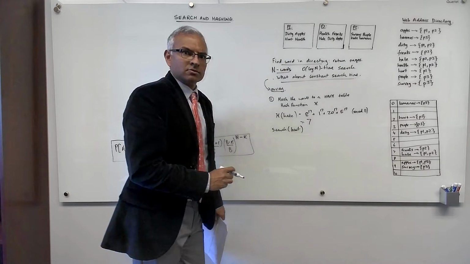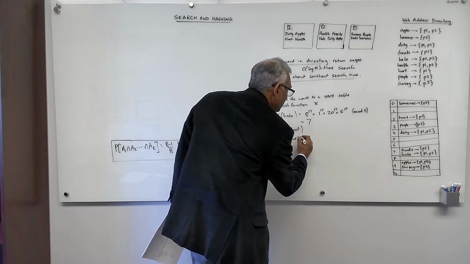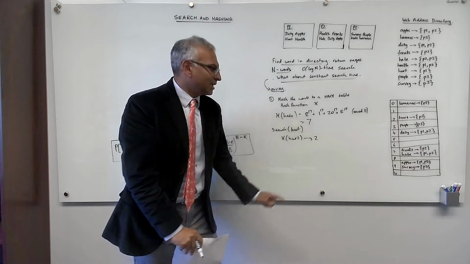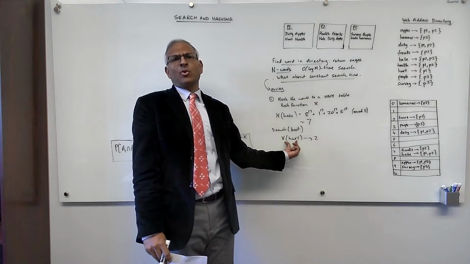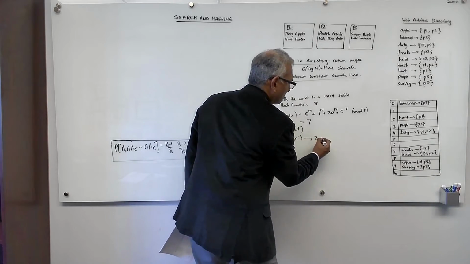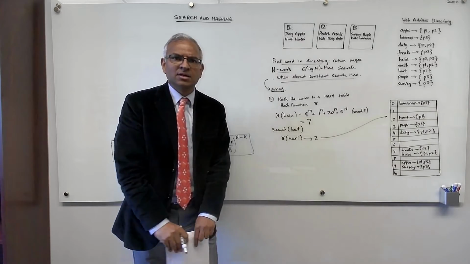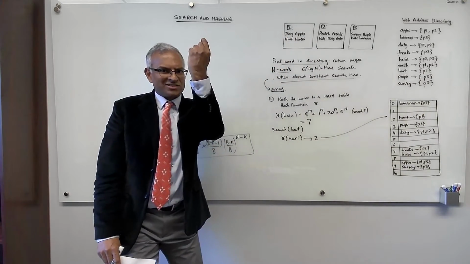Okay. Well, you first compute the hash function of hurt. So you compute hash of hurt, which gives you 2, and that tells you the table row that hurt is stored in. And the nice thing is that this hash function is quick to compute. It's a constant time computation. That's important. Okay. So that takes you to table row 2, and you immediately find hurt, and you return the search result P1, and it's all taking constant time.